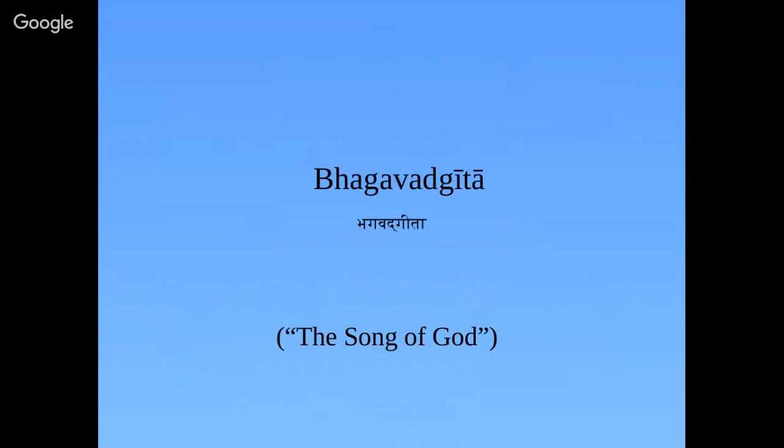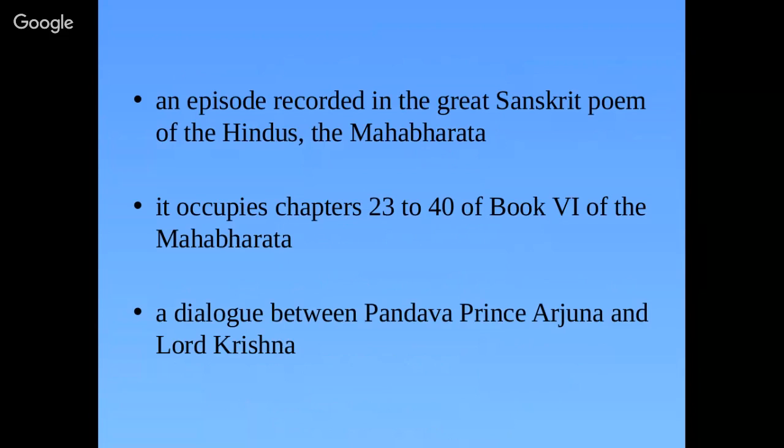Thank you, Neven. Bhagavad Gita, the meaning of it is the song of the god, is an episode recorded in the great Sanskrit poem of the Hindus, the Mahabharata. It occupies chapters 23 to 40 of Book 6 of the Mahabharata and is composed in the form of a dialogue between the Pandava prince Arjuna and Lord Krishna, who is an avatar of the Hindu god Vishnu.